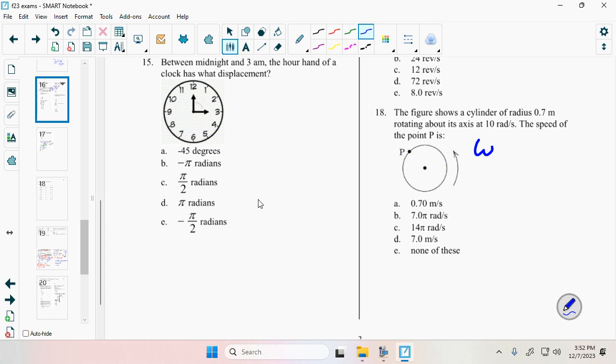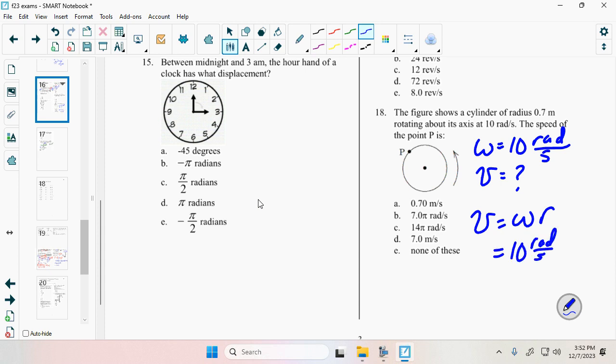So omega is equal to 10 radians per second, and I want to know the speed of the point P. That is, I want to know what v is. So I know that v is equal to omega times r. That's 10 radians per second. Do I know the radius? Yeah, the radius is 0.7 meters. And that gives me 10 times 0.7, or 7 meters per second.